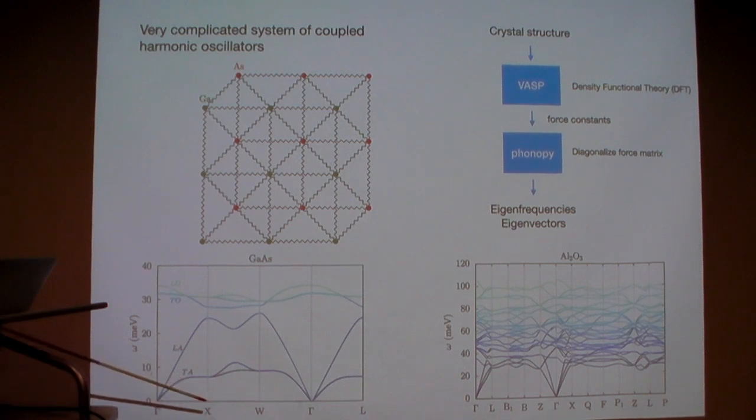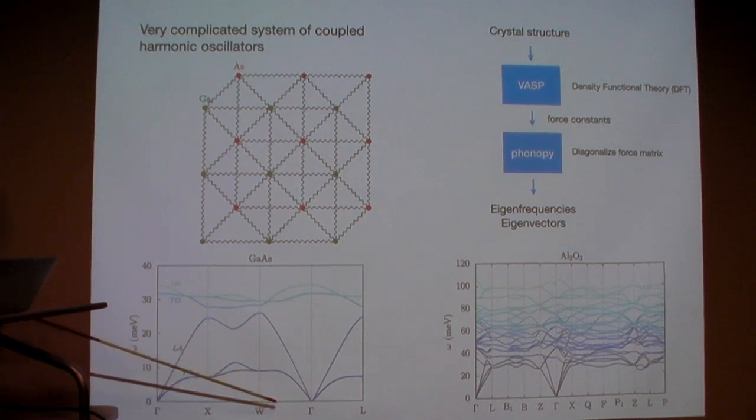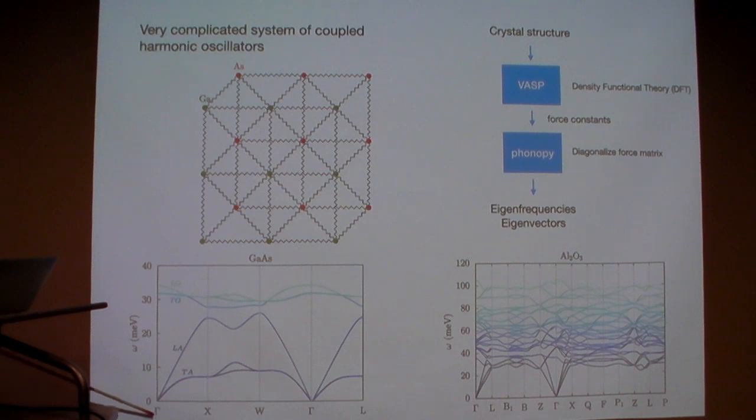So this one is the easiest to understand. This is gallium arsenide. Gamma is the origin of the Brillouin zone, so this is zero momentum. If I go out on this axis, I'm gradually increasing the momentum. And so this just traces out a path through the first Brillouin zone of my material. And this is just the energy. So you see you have a couple acoustic modes, 2 transverse modes, 1 longitudinal acoustic mode, and 2 transverse optical, and 1 longitudinal optical mode. So 6 in total because we have two atoms in the unit cell.